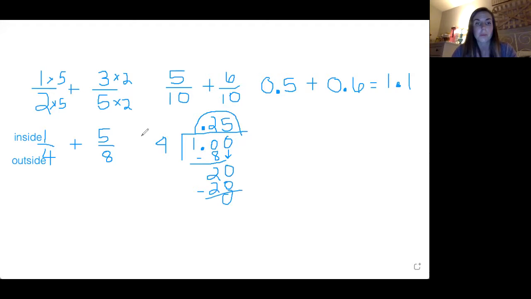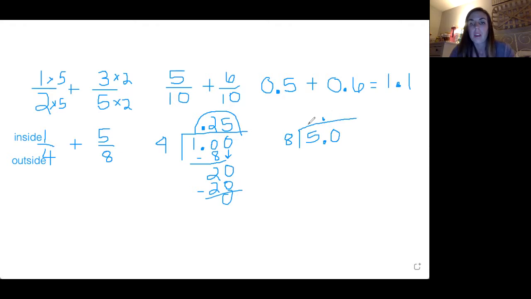Pretty cool. Let's do this one. Again, the top number is the inside, the bottom number is the outside. So 8 into 5. All right, we need to add a decimal and a 0. Bring your decimal up to the top. I am so sorry if you can hear all that going on in my living room.